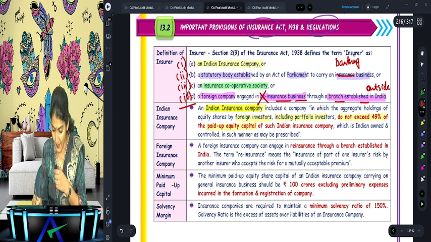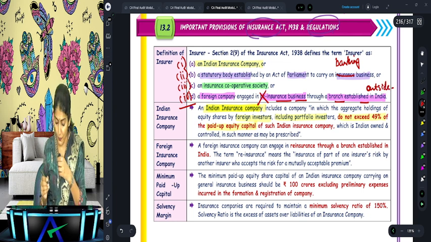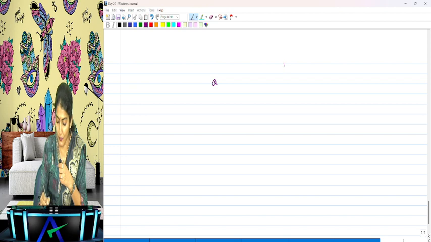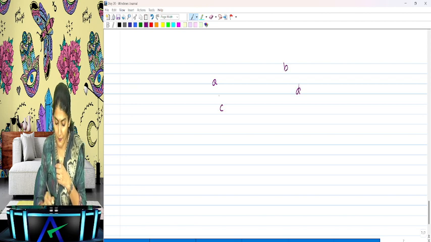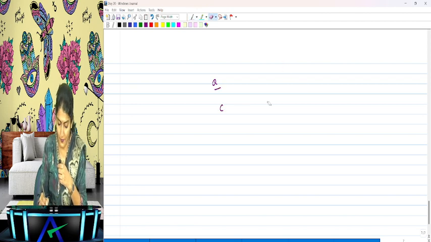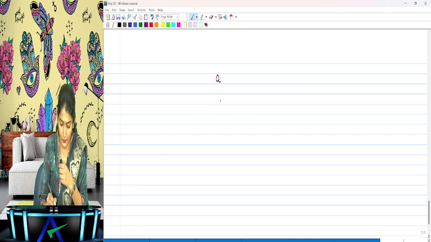Okay, this is what they write. In the 1, 2, 3, 4, which of the following are included in the term of the insurer? And then after that, four options are given. What is going to be the D option? All of the above, right?